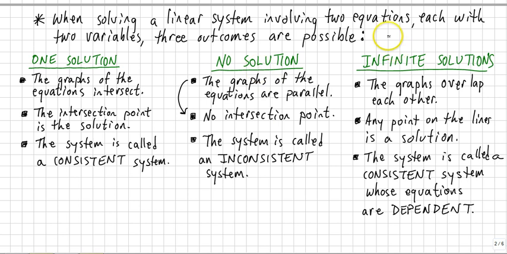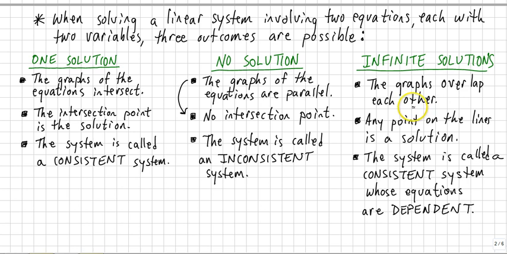Well, it's also possible that the system of equations has an infinite number of solutions. Now, this is more rare, and they're not really that interesting, but they exist. What this means is if you were to graph both of the equations, their lines would overlap each other. They'd be on top of each other. Basically, they'd be the same line.